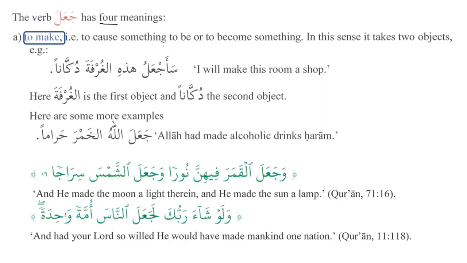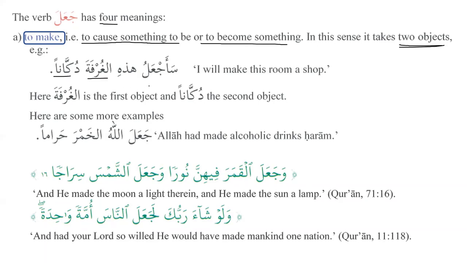In Arabic it is called sayyara yusayyaru. Inshallah, we will see when we do the Arabic part. To cause something to be or to become something. So you cause something to become something, right? So we can see here that in this sense, it takes 2 objects. So whenever it is used in the context of making something or making something happen, then it should take 2 objects. For example, سأجعل هذه الغرفة دكانا. So now we can see over here, I will make this room a shop. So الغرفة is the first object, دكانا is the second object.